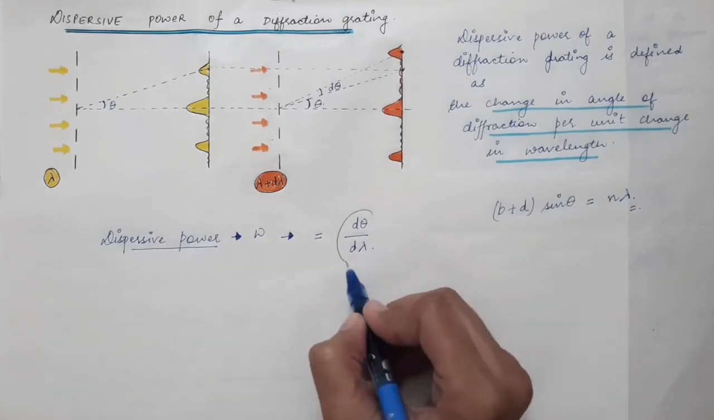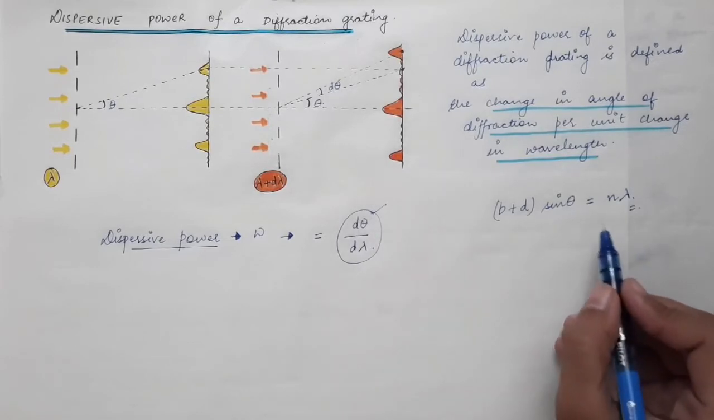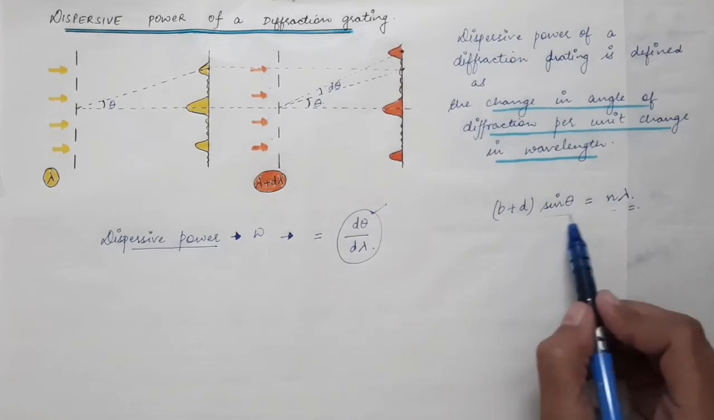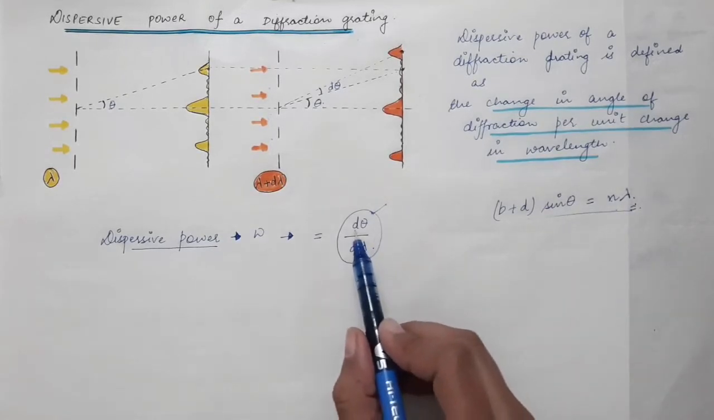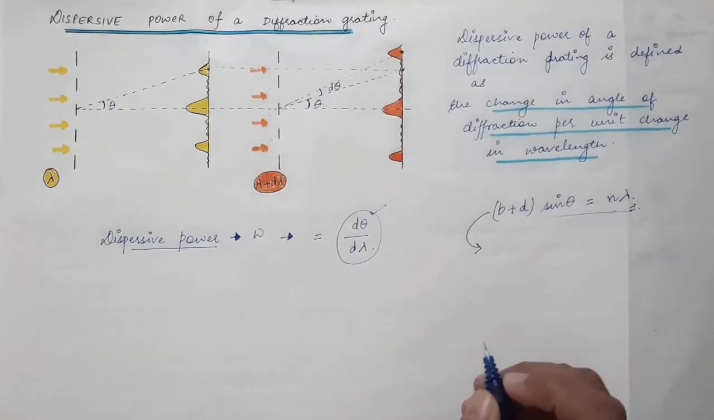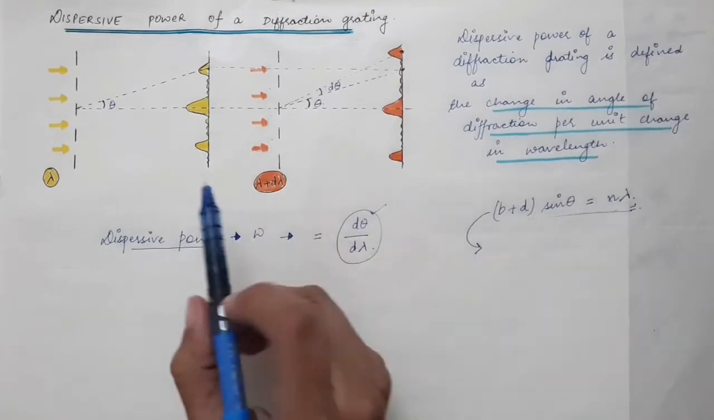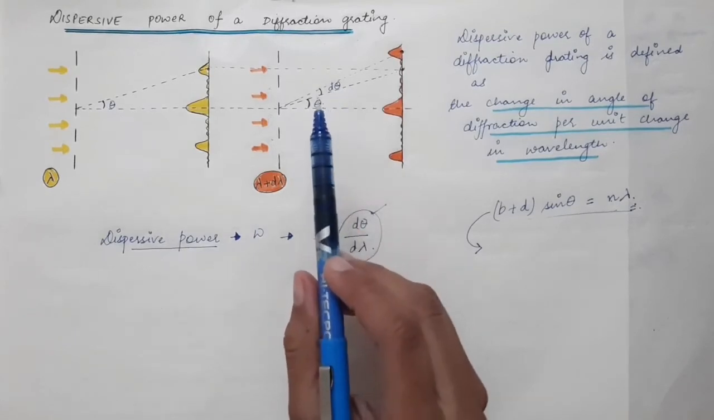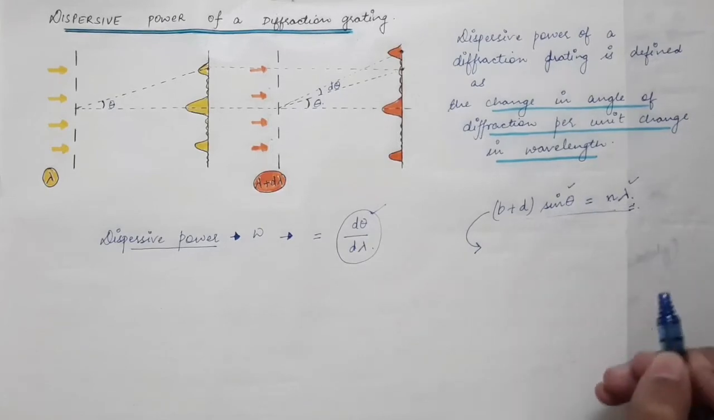Now the expression of this fraction can be obtained from this formula. This is the condition of the nth principal maximum, but now we have to find d theta by d lambda, so we will differentiate it. b plus d is constant, but what is changing? We are changing the wavelength and seeing the corresponding change in angle of diffraction. As you change wavelength lambda, theta will also change.